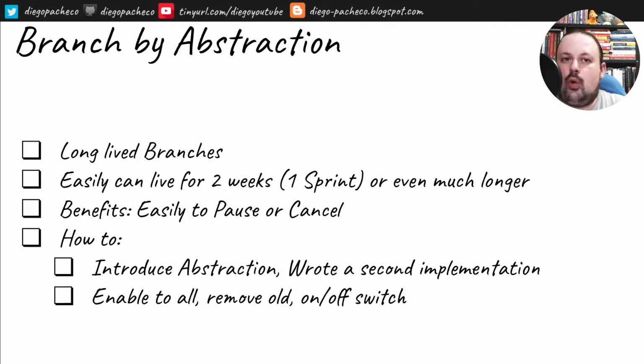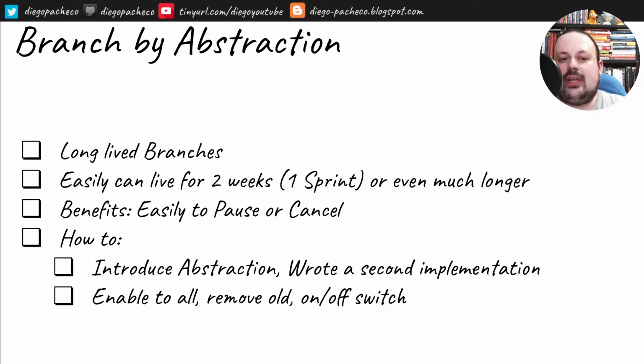The first one I want to cover is called branch by abstraction. Basically, you can use it when you're going to do technology migrations. Let's say you're using Hibernate and you want to go back to JDBC, for instance. Branch by abstraction is a sort of long-lived branch, so it can easily live for more than one sprint or two weeks, depending on how big your sprint is, whether it's one, two, three, four, or six weeks. It can even be longer than a sprint. The benefit you get by doing branch by abstraction is that it's easy to pause and easy to cancel, to walk away from that project.